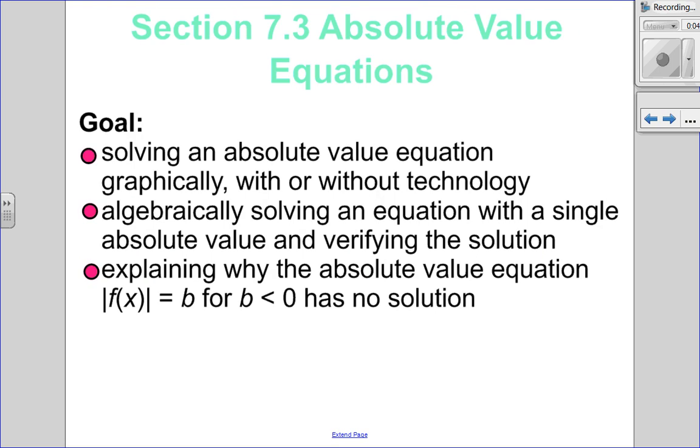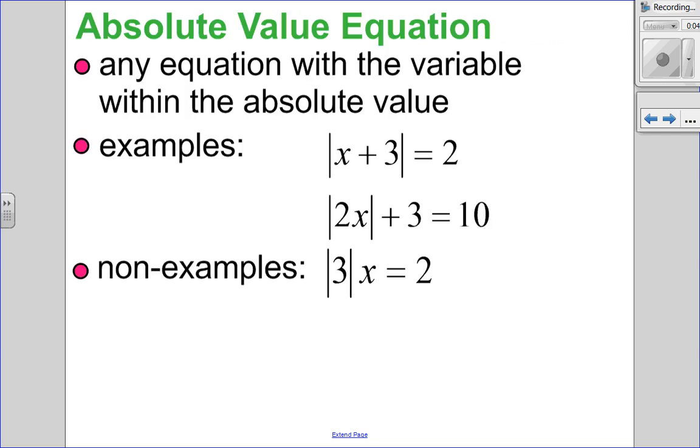Okay, let's get into solving. So this is 7.3, solving absolute value equations. In the first video, which is this one, I'm going to talk about how to solve graphically. In the second video, I'll look at how to solve algebraically. So let's get started with what an absolute value equation is.